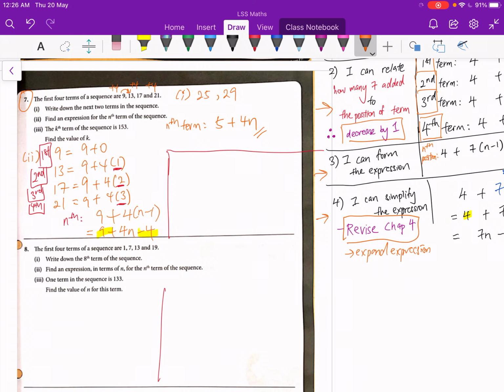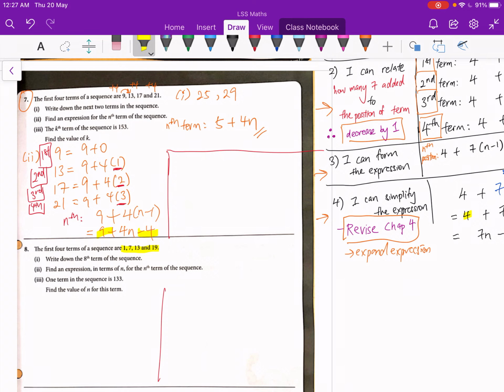Okay, so let's look at the number sequence given to us. They tell us that the first 4 terms, that means the first number, second number, third number, fourth number, are 1, 7, 13, 19. So this first number actually means the position of the term. That means it is the first number of the sequence. The term just means numbers. So don't get so anxious or worried. What does term mean? Term just means a number.